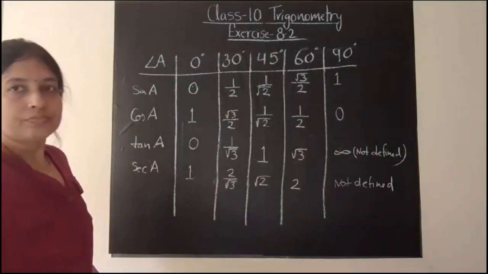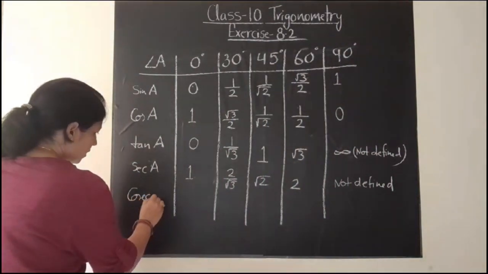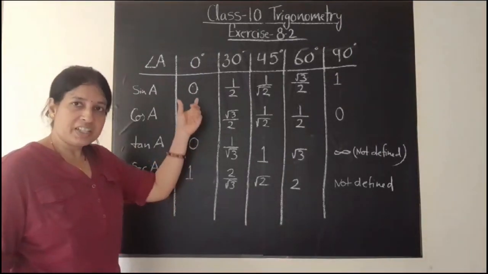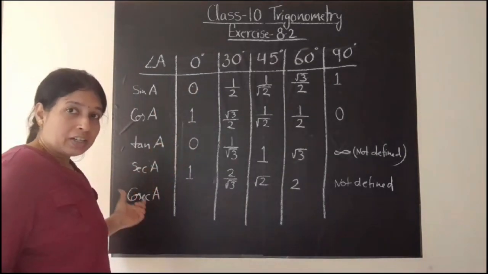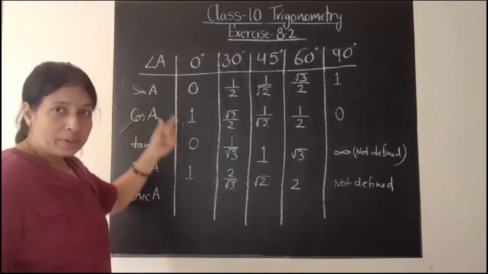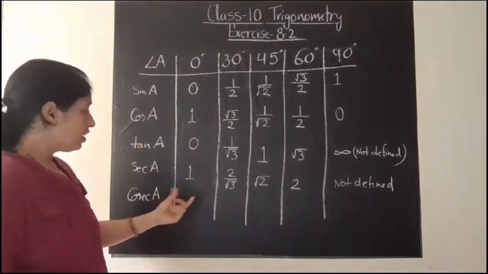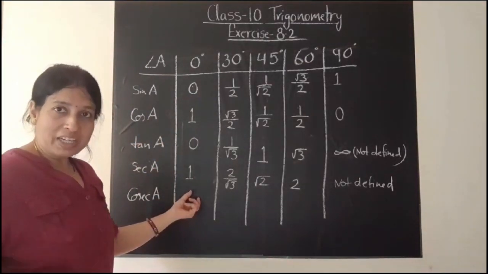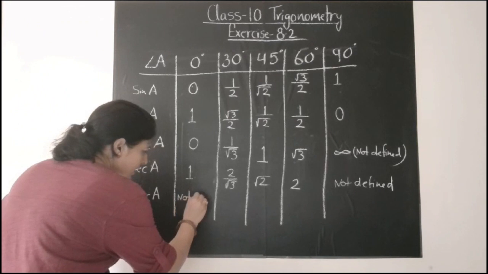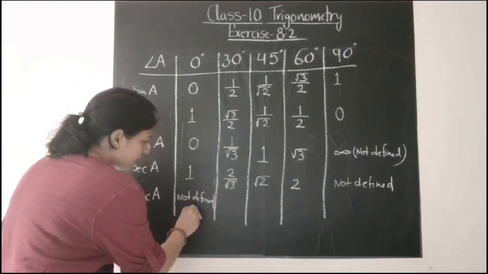After that cosec A. First we see cosec 0 degree. You know that cosec A is equal to 1 by sin A. So cosec 0 degree is equal to 1 by sin 0 degree. Sin 0 is 0. So cosec 0 will be not defined. 1 by 0 is not defined, infinite. So right here not defined. This is called infinite.